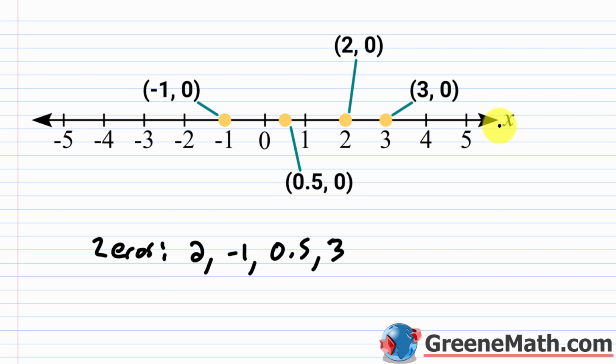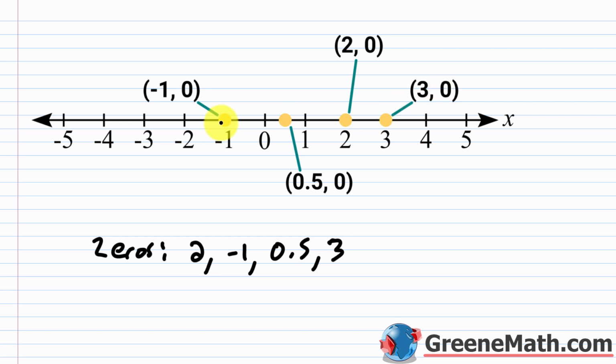So I just have my x-axis here, just so we can see this. So your zero of 2, again, you get an x-intercept of (2, 0). Your zero of -1, you get an x-intercept of (-1, 0). Your zero of 0.5, you get an x-intercept of (0.5, 0). Then your zero of 3, you get an x-intercept of (3, 0).